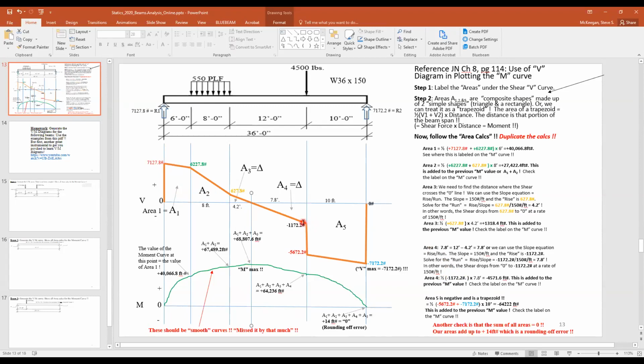Okay. Area 4. We could say that the total length from here to here is 12 feet. We calculate it as 4.2. Or we can do a check on ourselves to make sure that 7.8 is the value from this point where the shear crosses the 0 over to here. When a shear is positive and then it crosses over to the negative, it's a critical juncture in, say, concrete design because of rebar placement.